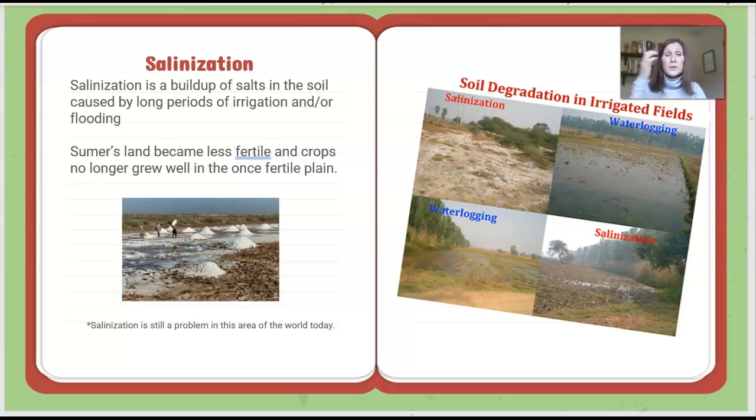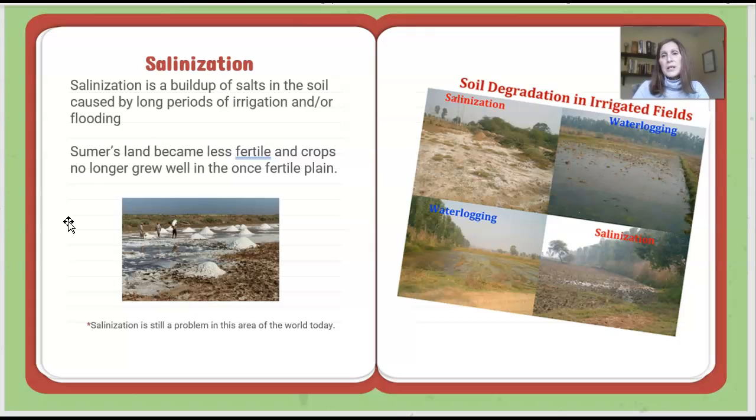So, salinization was a big reason for the decline of Sumer. Salinization is a buildup of salts in the soil, and it's caused by long periods of irrigation and/or flooding. Sumer's land became less fertile and crops no longer grew well in the once fertile plain. If you take a look at this picture right down here, you can see salinization is still a problem in this area of the world today. So we're talking about the Middle East, modern day Iraq, that area in there.